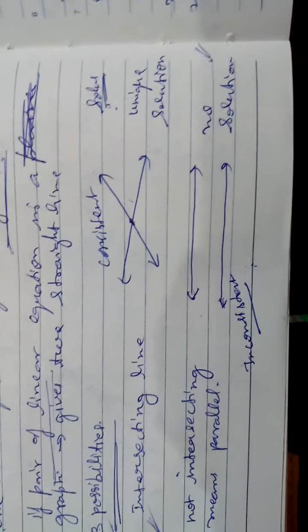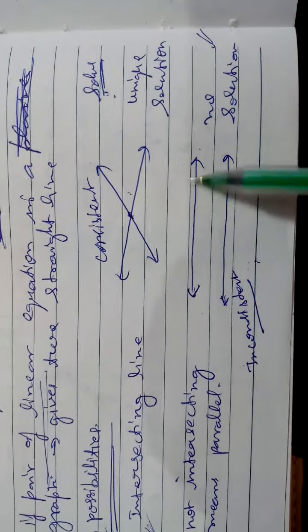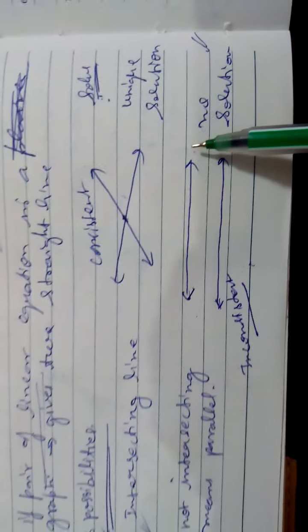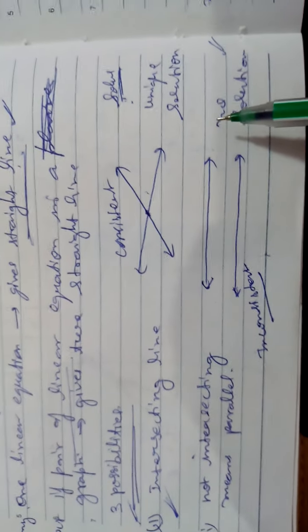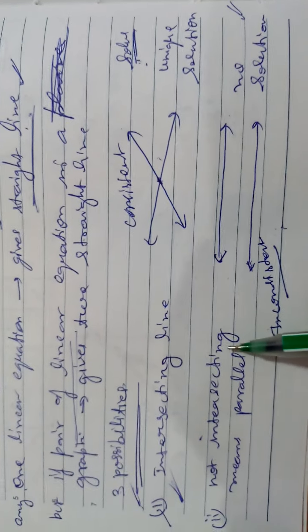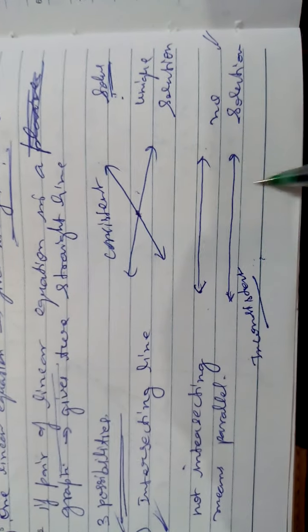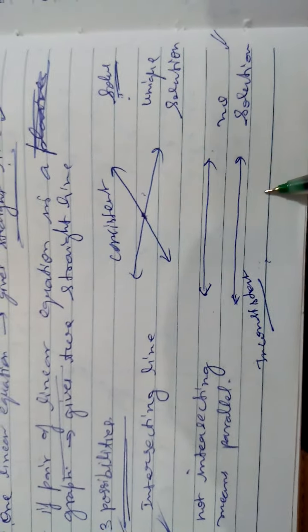Inconsistent means there is no common point between them; they are all different and never meet after producing on both sides. So it is called not intersecting lines. They are parallel lines. What is called parallel? No solution.